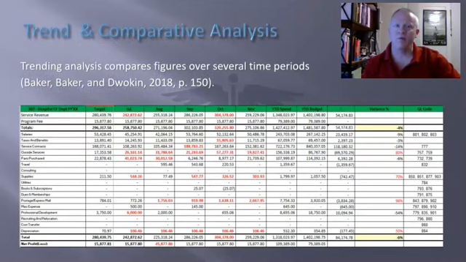To start off with, we begin our discussion on trend and comparative analysis. Trending analysis compares figures over several time periods. In the example on your screen, I've taken a snapshot of a hospital clinical engineering department for a certain fiscal year. As one reviews the left column, they can see the budget line items that are being tracked for the fiscal year. On the far right, one can see the general ledger codes that are utilized for pulling corrected data into each line item.